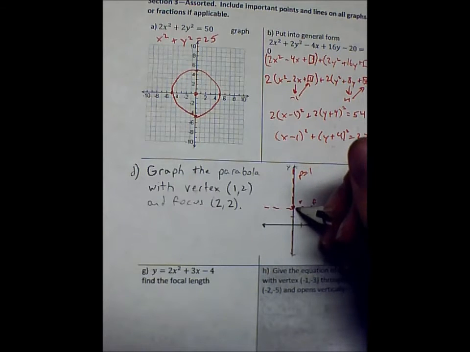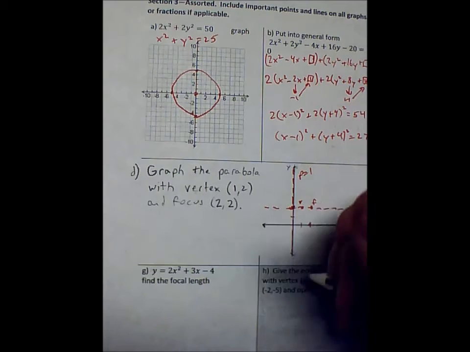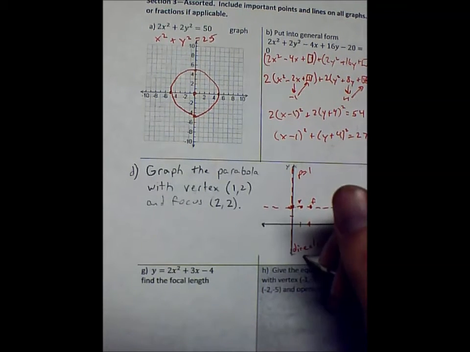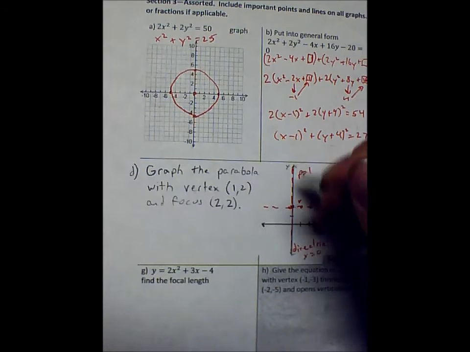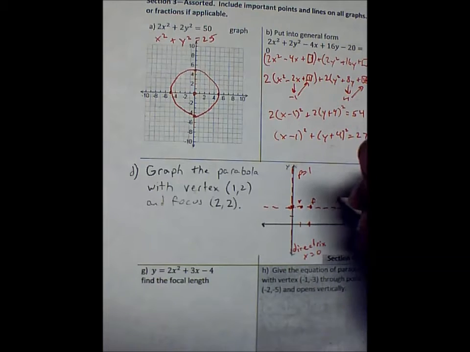Then the axis of symmetry goes right through all those points. So this would be x equals 0. It's a vertical line. And this would be y equals 2. That's our axis of symmetry.